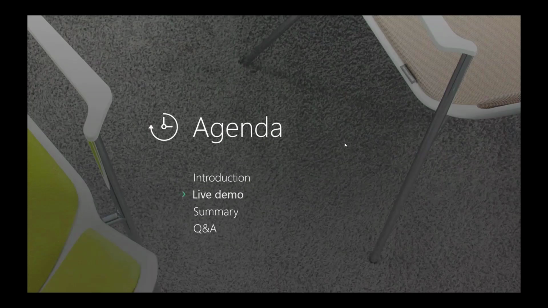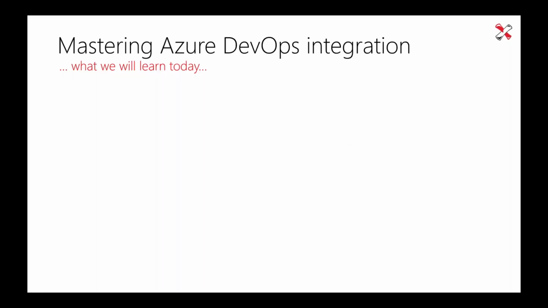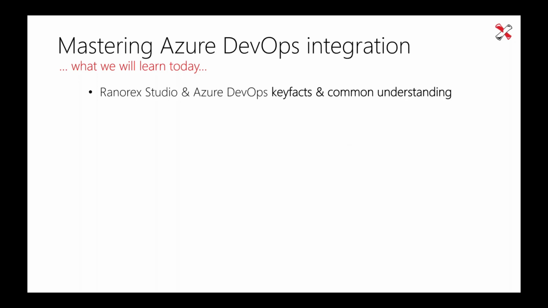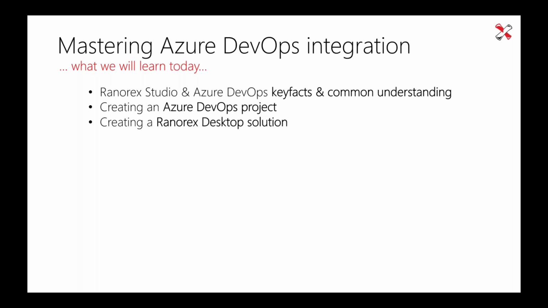And I would like to start by telling you what our program is for today, so what we will learn today, what I will show you. First of all, I would like to reach a common understanding between us and show you a few key facts about Ranorex Studio and Azure DevOps so that we are sure to talk about the same thing. Afterwards, we will be creating an Azure DevOps project, and we will sync it to a created Ranorex desktop test solution. Afterwards, I will show you how to define a simple Azure DevOps pipeline.